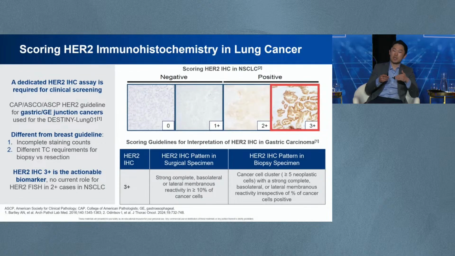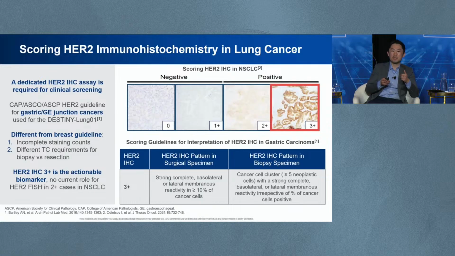Now, switching gears a little bit, I wanted to talk about scoring HER2 immunohistochemistry in lung cancer, right? And so again, here we need to use a dedicated IHC assay for screening. And in the clinical trial that led to the approval in lung cancer, they actually used the gastric or GEJ criteria. And so I think a lot of us are familiar with scoring HER2 in breast cancer, but there are some important differences between the gastric versus the breast. The big difference is that incomplete staining counts. So if you have incomplete staining of the tumor cell, it still is counted as positive.